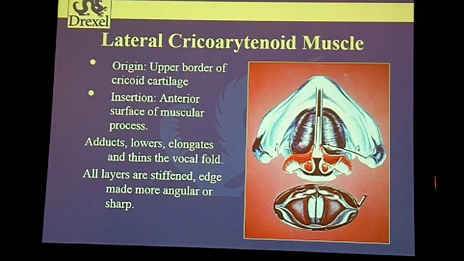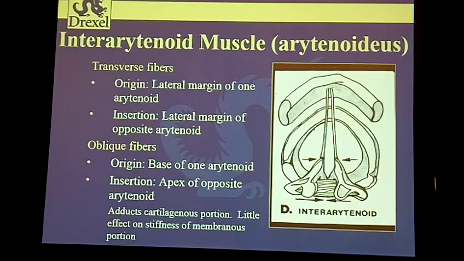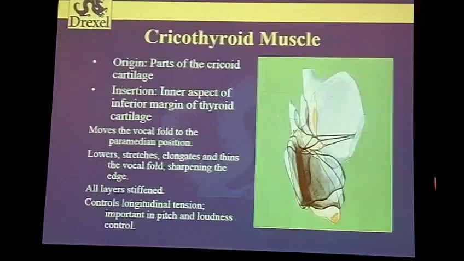The lateral cricoarytenoid muscle, are we restored? Thank you. The lateral cricoarytenoid muscle brings the vocal folds to the midline, and the interarytenoid muscles close the posterior glottic chink. Ordinarily, they do that in concert, and we have a fairly broad area of contact.